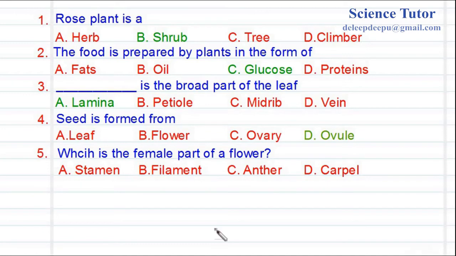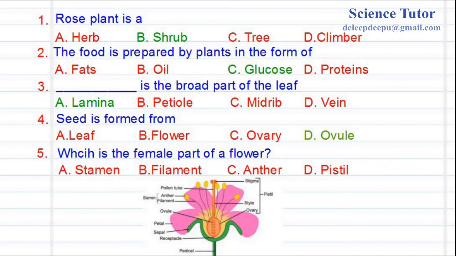We can move to our next question, the fifth one. Which is the female part of a flower? Look at this figure. The male reproductive part of a flower is the stamen, which consists of the filament and anther. So this part is the filament and the end part is the anther. Pistil is the female part of the flower, which consists of stigma, style, and ovary. Here, option D, pistil is the answer.